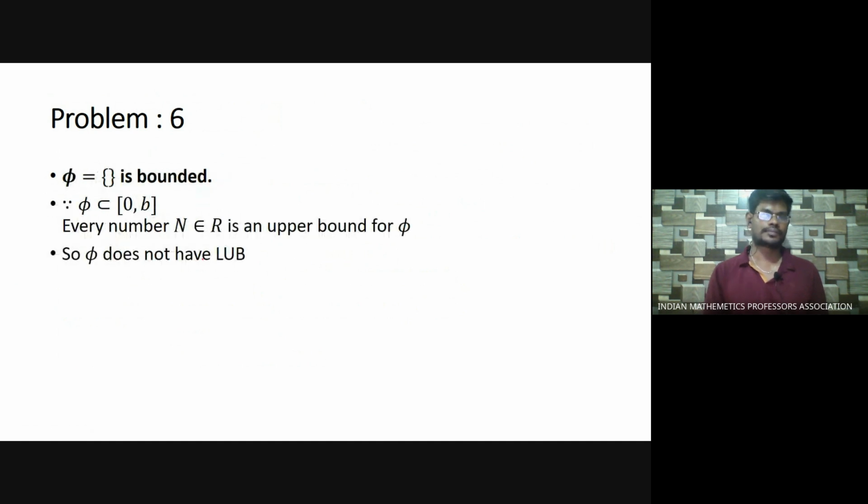And the empty set. So the empty set is bounded. Here we have pi as a subset of 0 comma b. So for every natural number n belonging to R, n is an upper bound of pi. So pi does not have a least upper bound value. So that's why this is bounded.